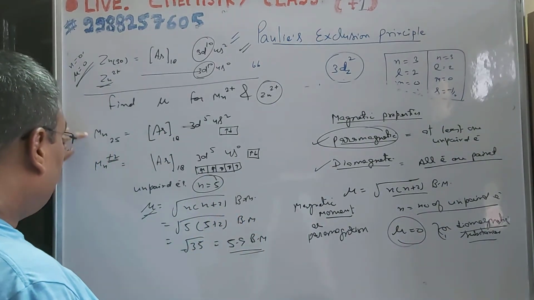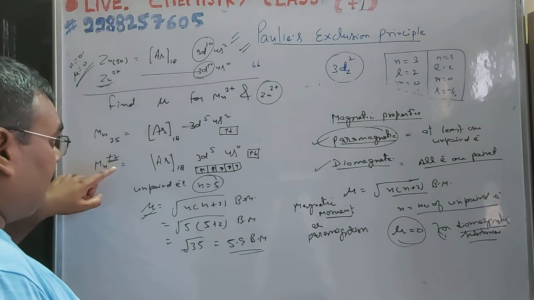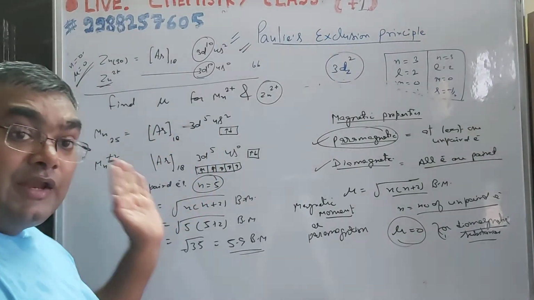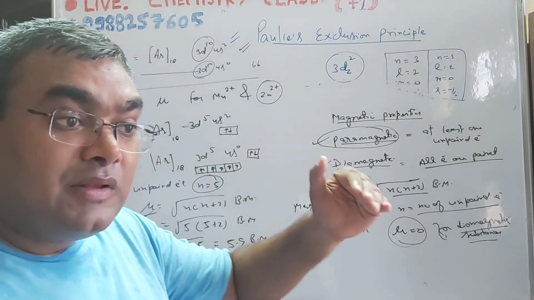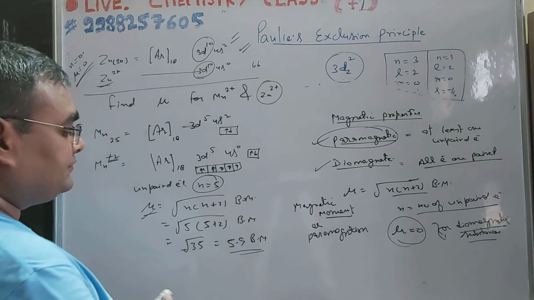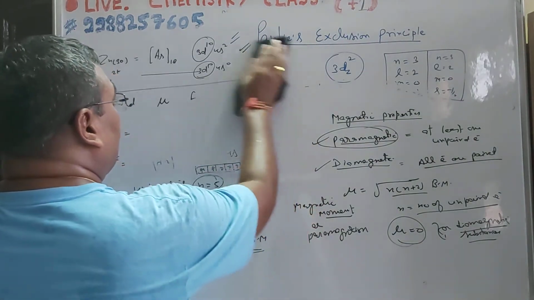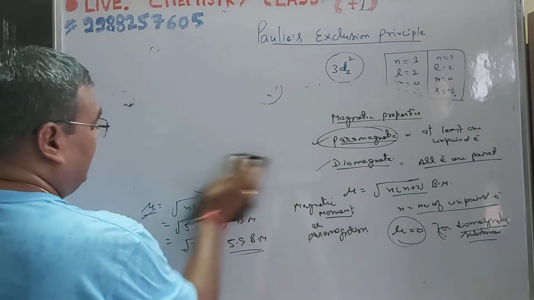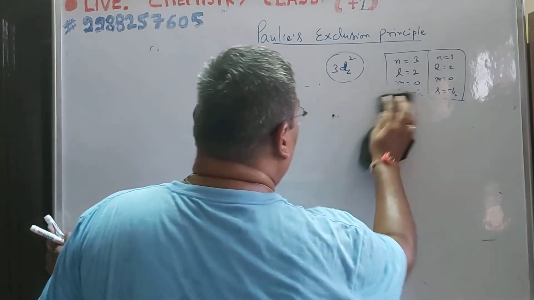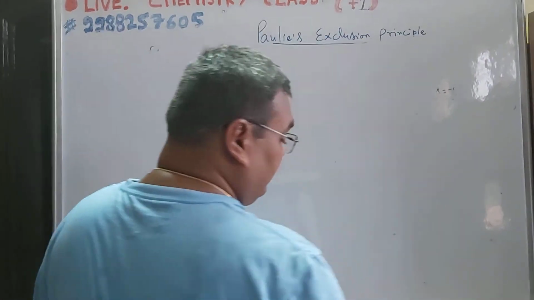So when we write the ionic state electronic configuration, if there is a positive charge, then remove electrons from the outermost, and if a negative charge, then fill the electrons according to the above principle, that is the increasing order of energies. So this is the Pauli's exclusion principle and calculation of paramagnetic or magnetic moment.